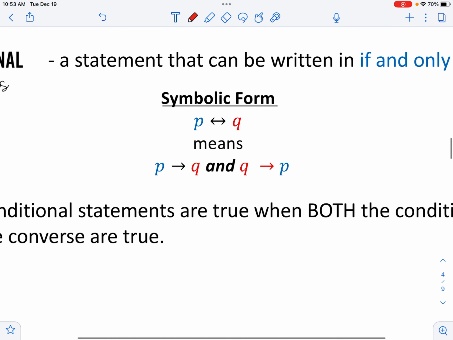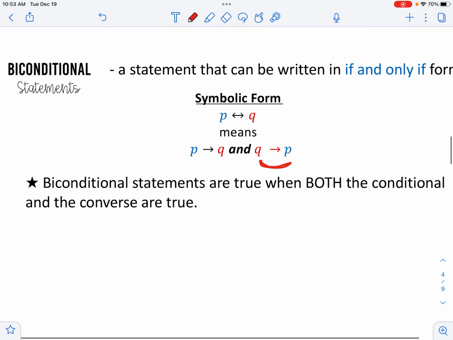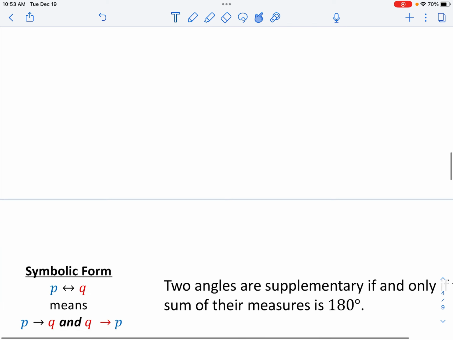And now you'll notice here, P and Q are switched. That's called the converse, as you remember. So really, if the conditional statement and the converse are true, then the biconditional statement is true, okay? So a biconditional statement is true when both the conditional and the converse are true. And that's what we're gonna look at and practice here.